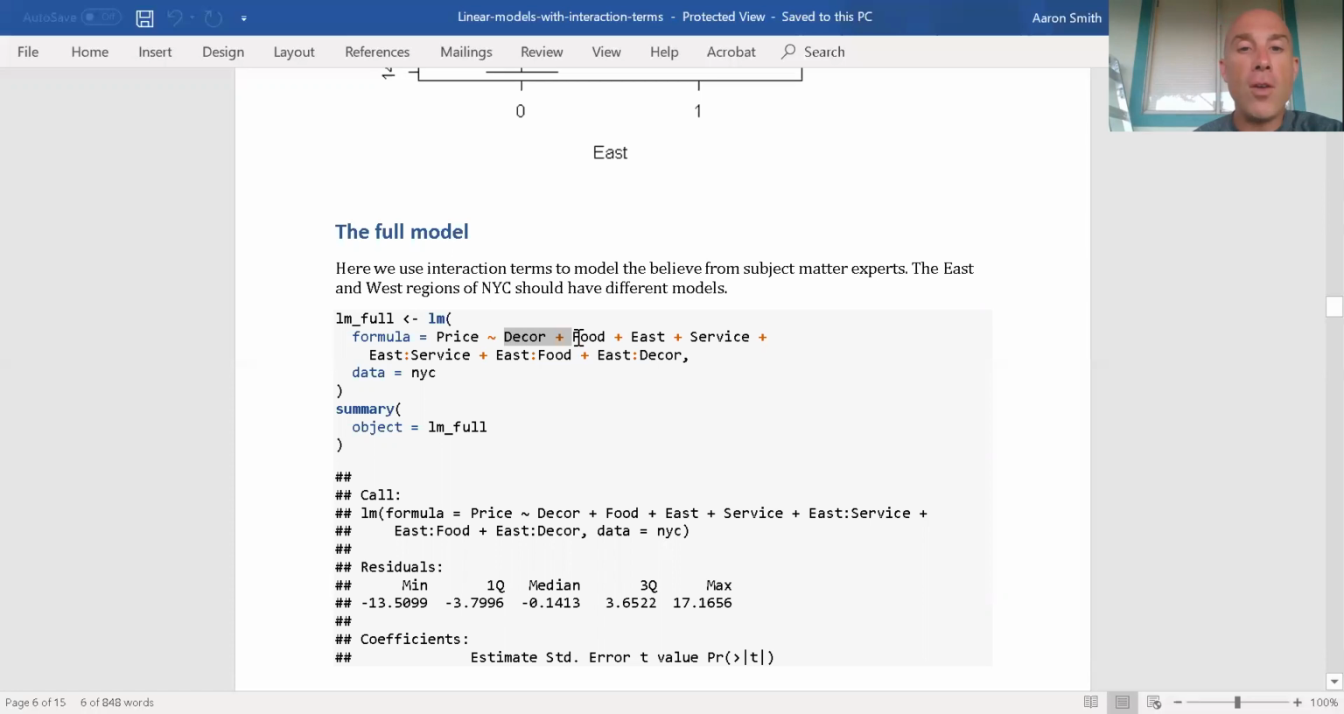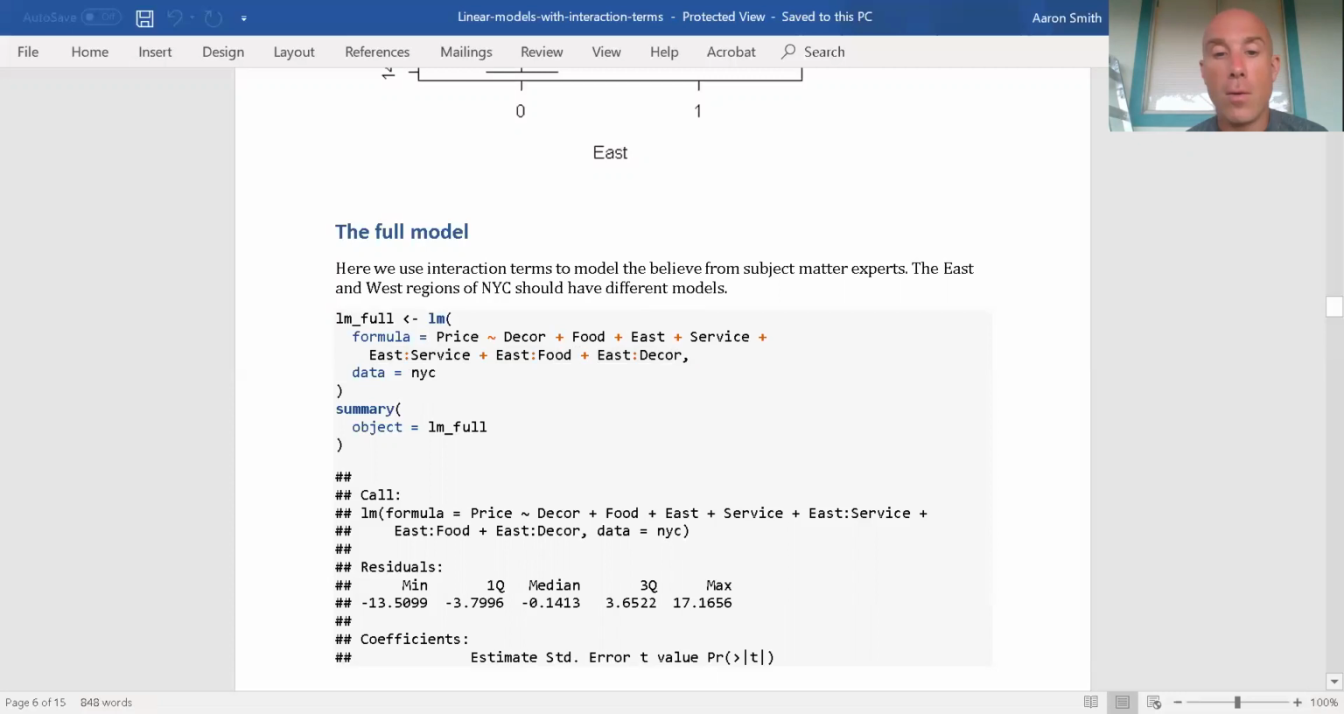But you'll notice I've got decor, food, east, and service. Those are our numeric predictor variables. And then we have our interaction between east and service, east and food, east and decor. So what this is doing, this is categorical. This term here says that for east and west, we'll have different y-intercepts. Now, what this does is it makes it so that east and west effectively have different service slopes. East and west have different food slopes, and east and west have different decor slopes.